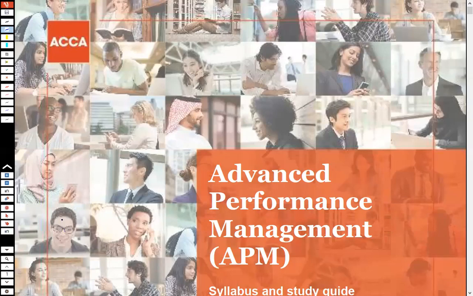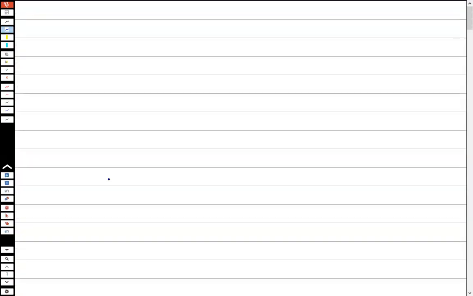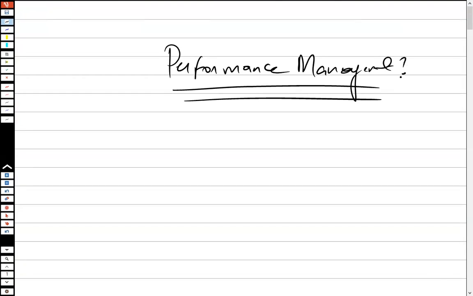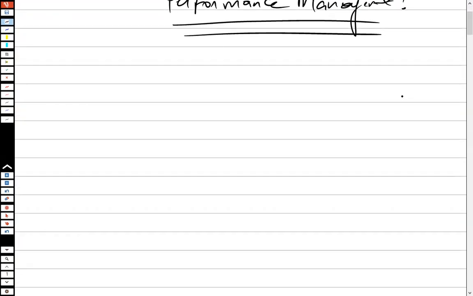Now, let me just start off. Let me give you a bit of an idea. The first and foremost important thing is to be able to understand the concept of performance management. I repeat, the first and foremost thing is to understand what exactly performance management is all about. So I'll help you understand what performance management is all about.